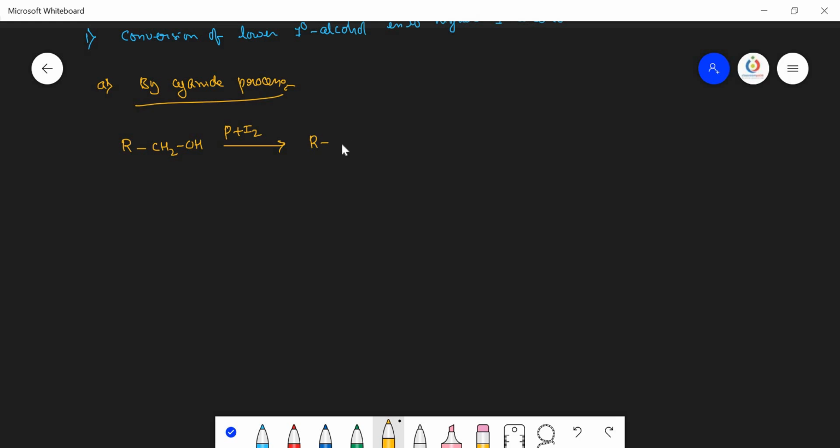So we get the RCH2I. Then subject it with potassium cyanide. So here the number of carbon atoms is increased. Here only one carbon atom, here two carbon atoms are there. Okay. Then it has to be reduced. Use lithium aluminum hydride. So it converts the cyanides to the primary amines, RCH2CH2NH2.